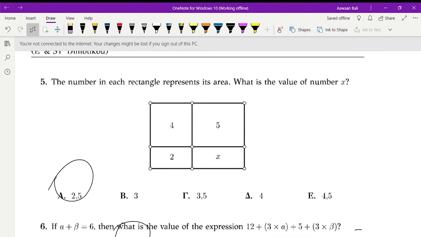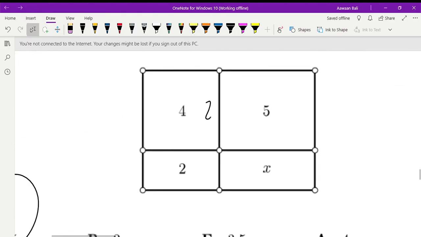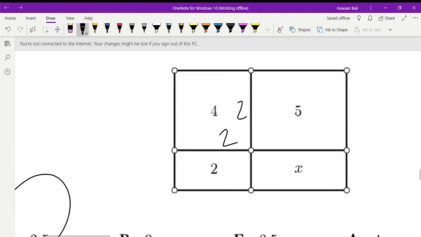Now, the number in each rectangle represents its area. What is the value of number x? Now the thing is, this is actually supposed to be a square here, but you can't just directly look at the figures and say that's that. Normally the figures are not as accurate as you think they would be, and that's why you should never trust the figure. Just go with the values, because you don't know.